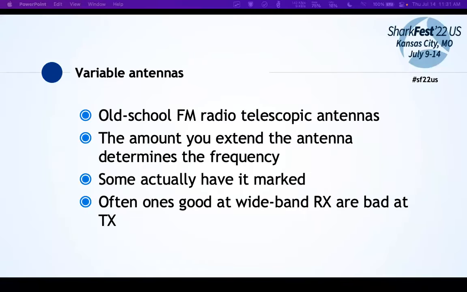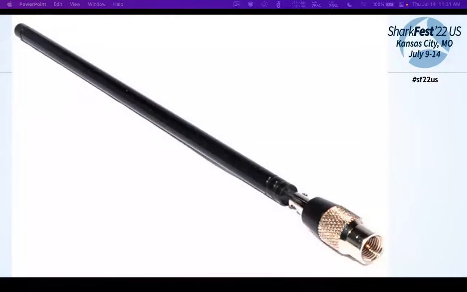You can get antennas that do variable frequencies, like the old school FM radio antennas that telescope out. The more you extend the antenna, the lower the frequency. Some actually have it marked on the side of the antenna, like how many steps to expand it out to get 400 megahertz or 900 megahertz. So they're pretty handy. You know, they kind of look like that, like you'd expect from an old FM radio.